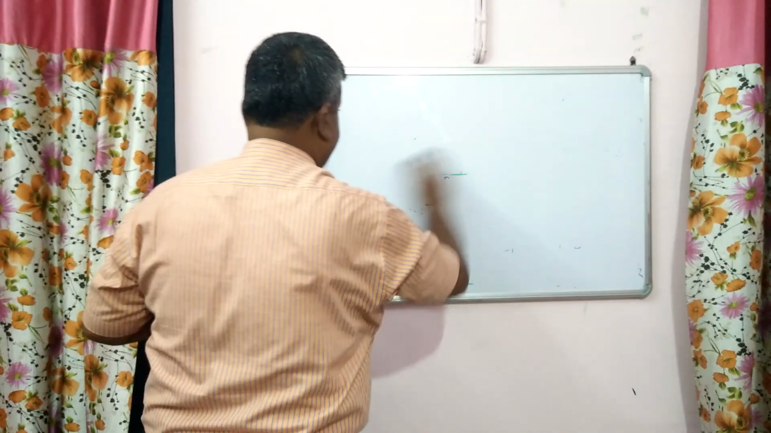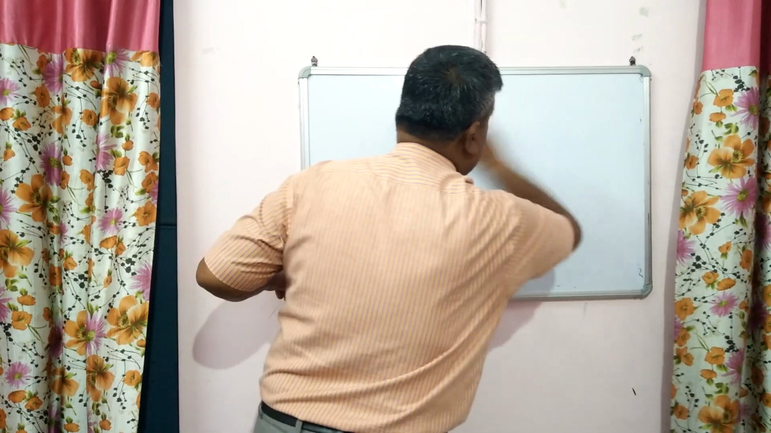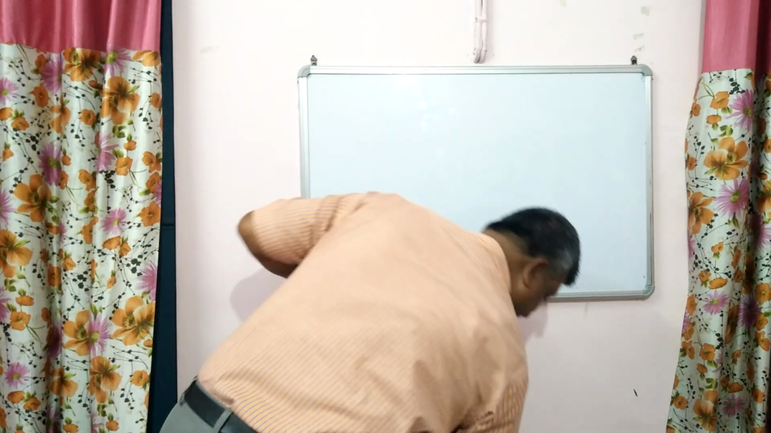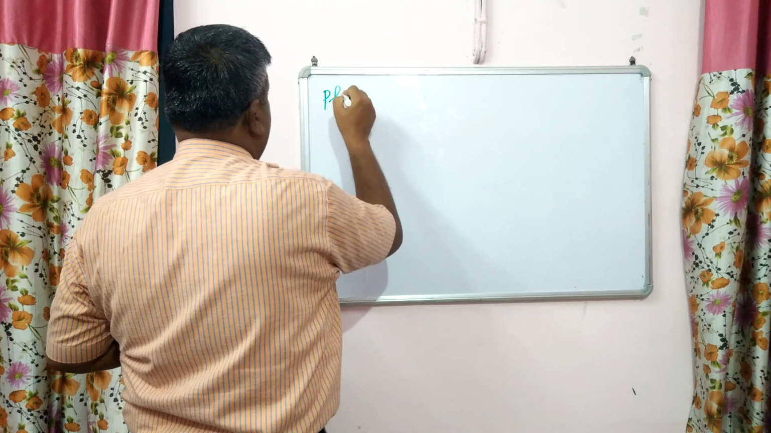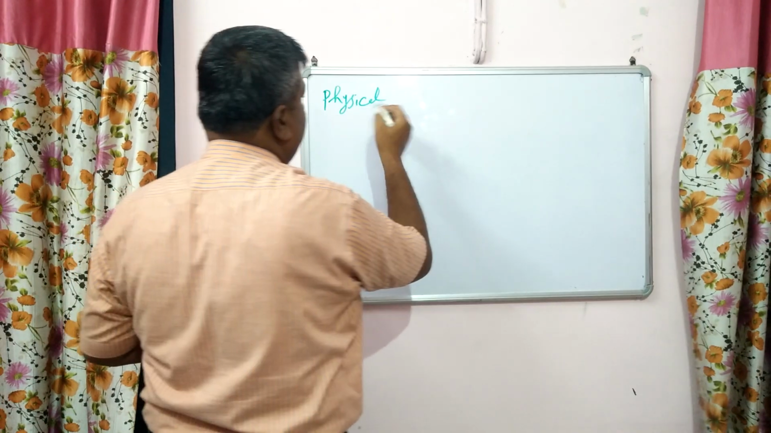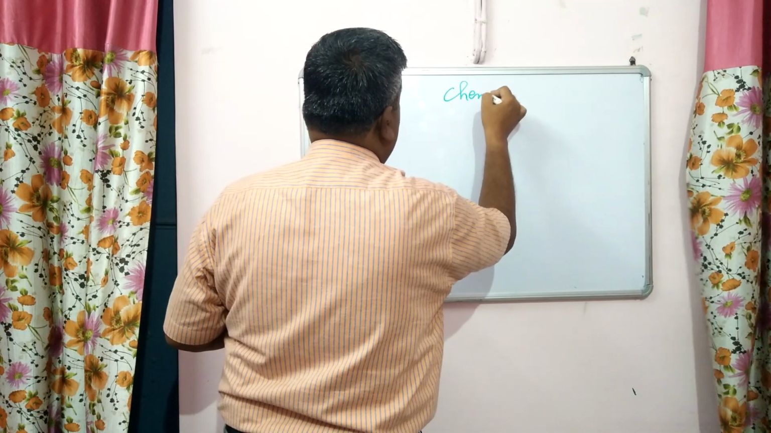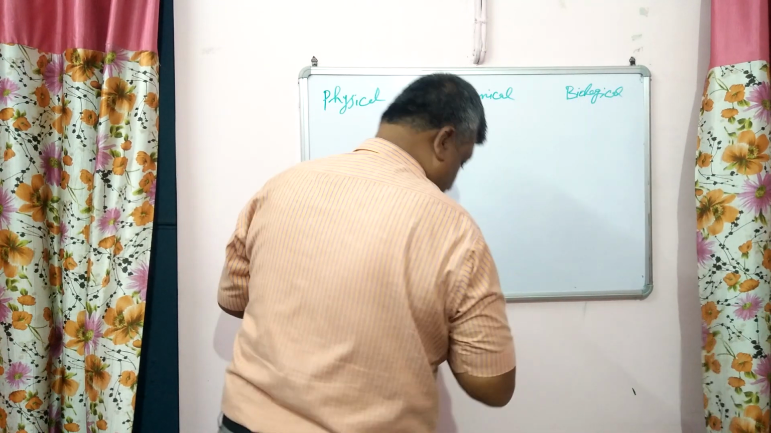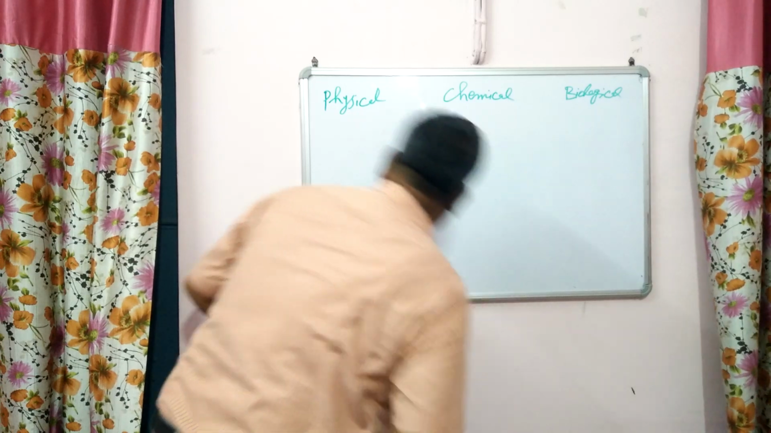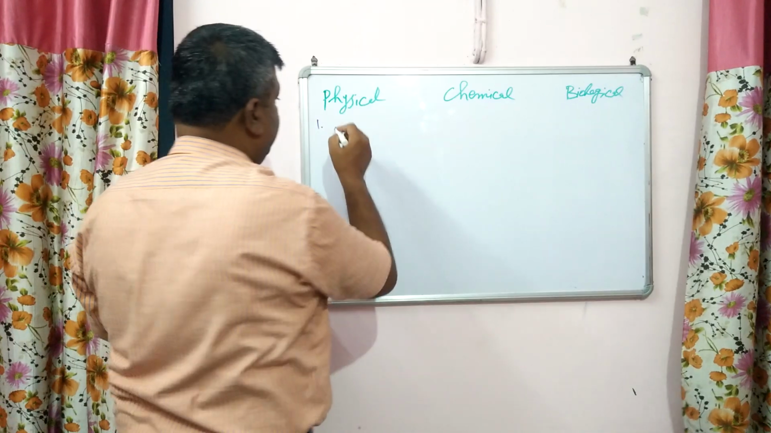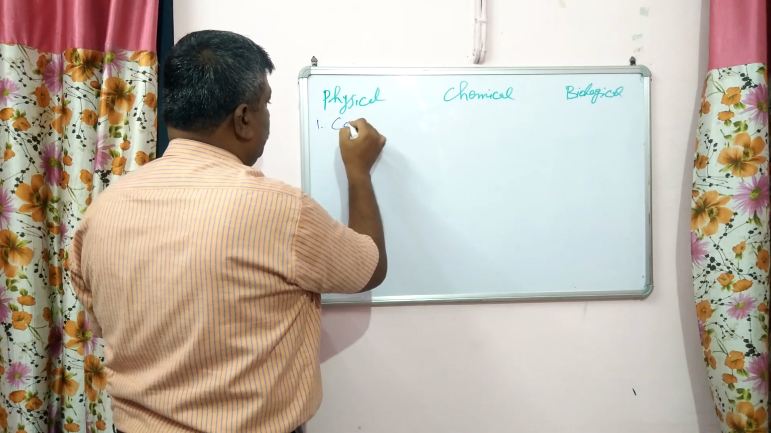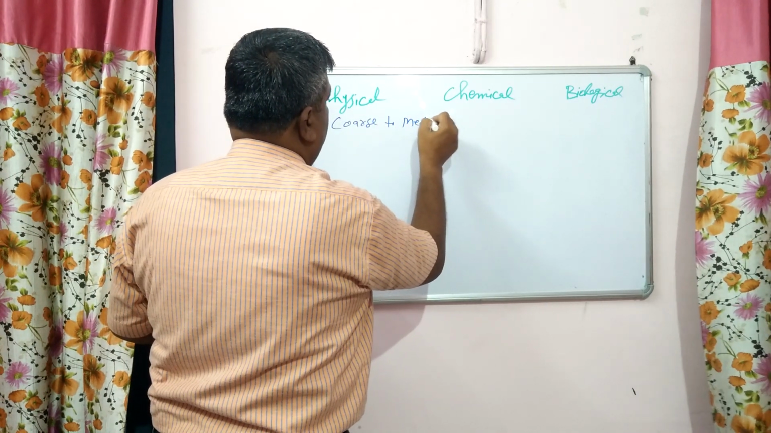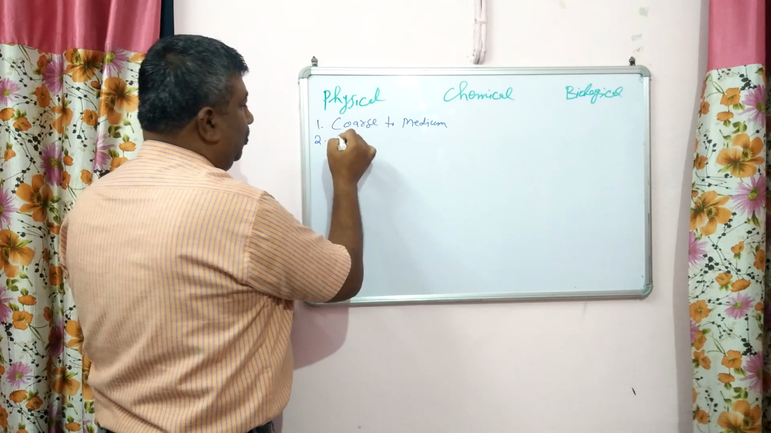So it can be summarized in brief as physical constraints, chemical constraints, and biological constraints. In the case of the physical problem, the major problem is structure. These are coarse texture, coarse to medium texture soils. That's why leaching is there, and low water holding capacity.